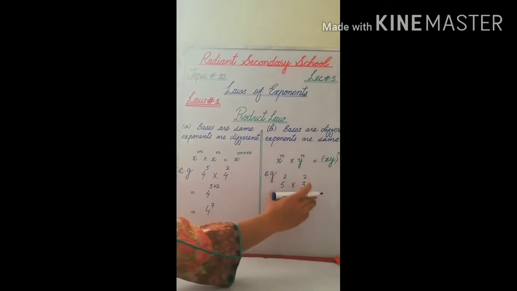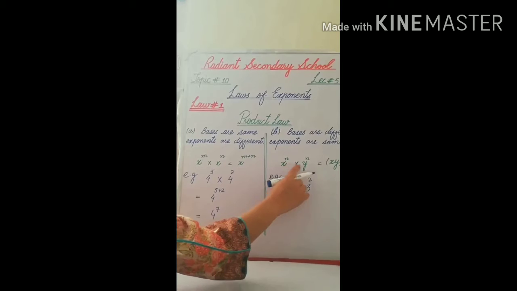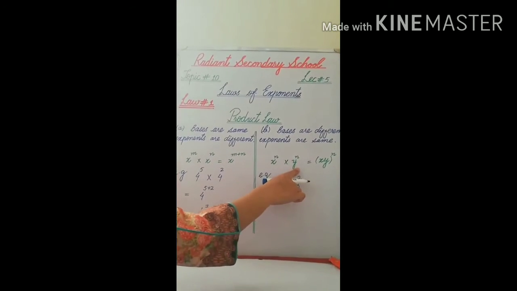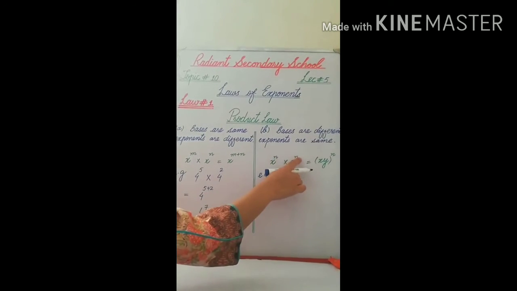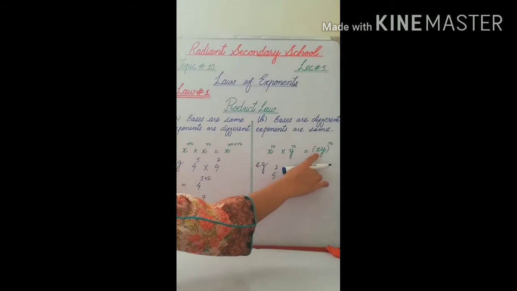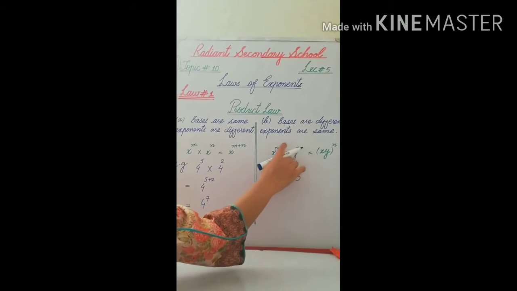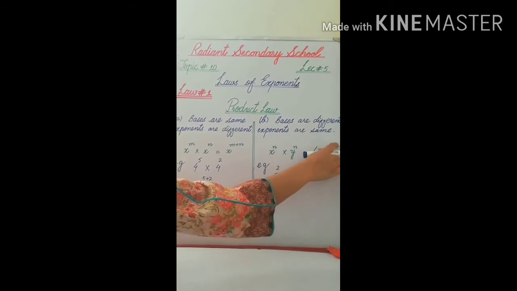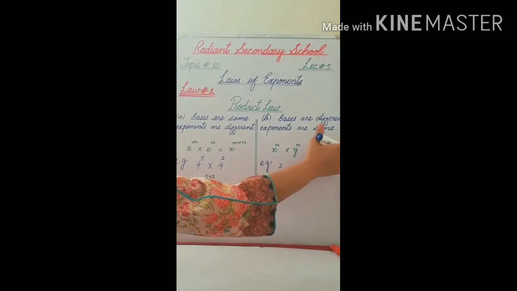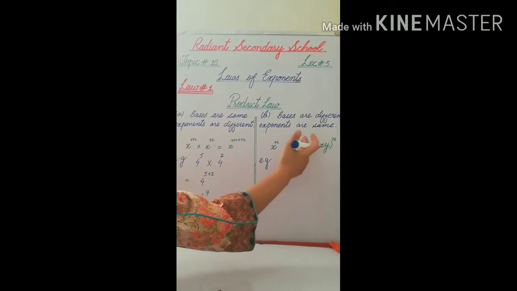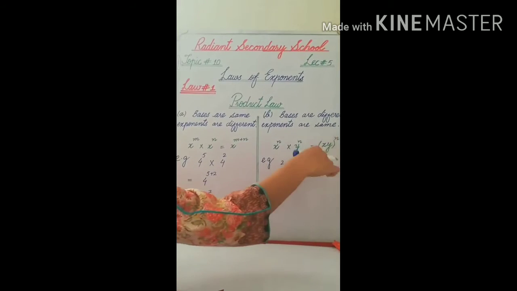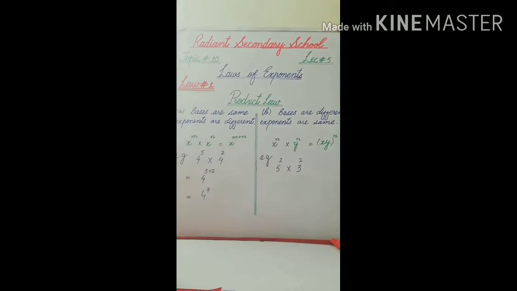And what will happen in B condition? When bases will be different, you can observe first base is X and second base is Y, but their exponents are same. So what we have to do? We have to write both bases in round bracket and exponent is same. So exponent will go on the top, like an exponent. Definitely exponent will remain exponent, but when bases will be different, then we have to collect the given exponent.